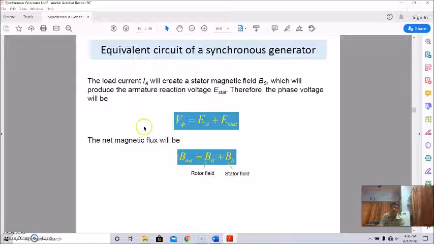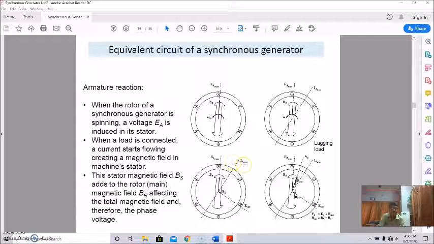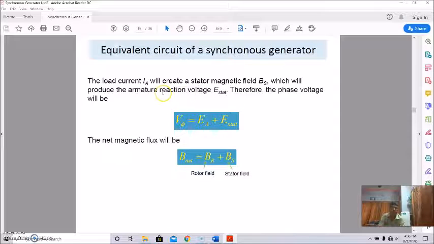Therefore the phase voltage will be V phi equals EA plus E stat, the armature reaction voltage. The net magnetic flux will be the rotor field BR plus the stator field, as discussed here also empirically. This is the armature current, which is producing the stator field, and this stator field will induce the armature EMF. This is the armature reaction voltage.